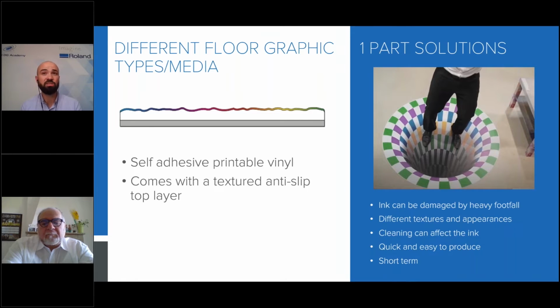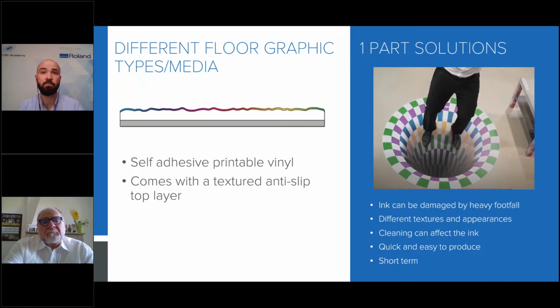So one of the downsides might be that your ink could be damaged over time by heavy traffic. So where you have peaks and troughs within that surface of the vinyl, the peaks would be exposed to any weather or traffic, meaning that the ink over time could deteriorate there. Some of the benefits, you do have many different textures and appearances for the anti-slip vinyl that you're printing onto. So some of them may have a sort of patterned surface on them. Some of them might be a higher texture than others. The downside, again, the cleaning might affect the ink on the surface. So depending on the cleaning solutions that you're using, they could affect the ink.